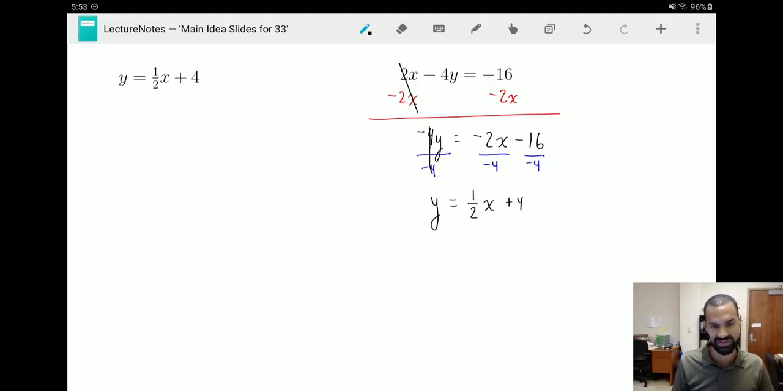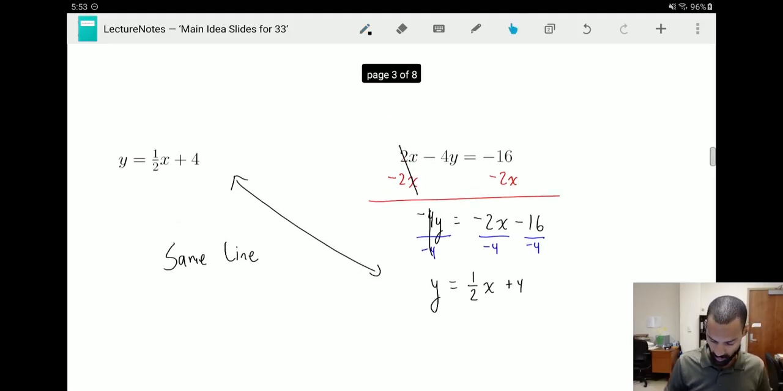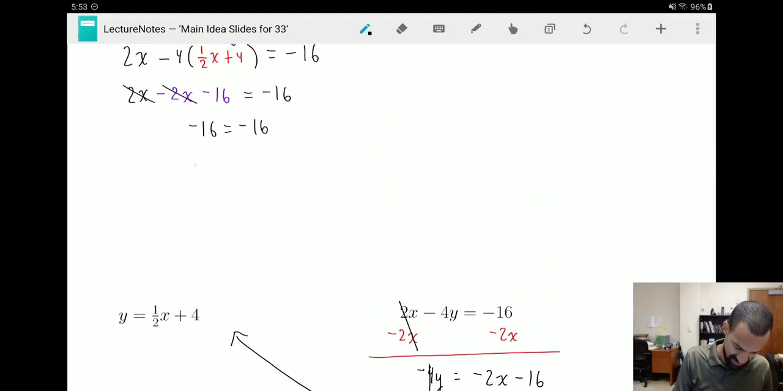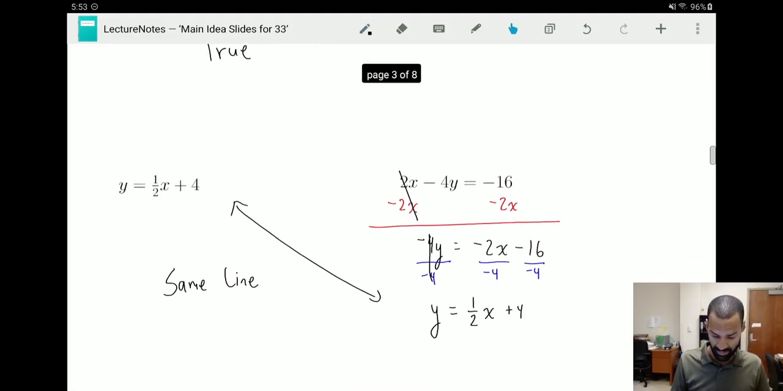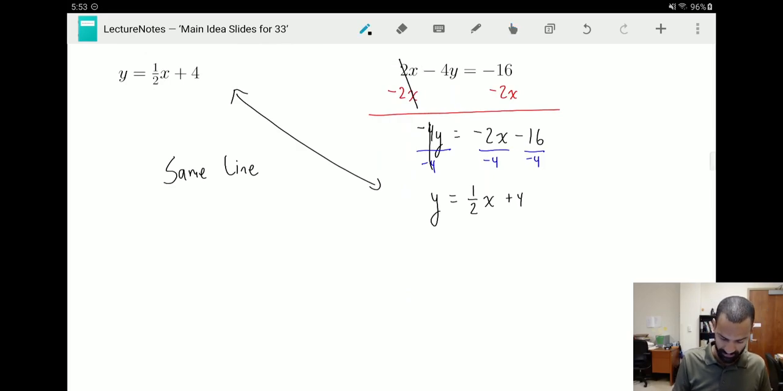Oh, so that's why this one gave us a weird solution. Negative 16 equals negative 16, which is true, by the way. Negative 16 does equal negative 16. It's because these are the same line. So if you are given the same line twice, you will end up with a true statement like negative 16 equals negative 16. If that happens, you have a same line.